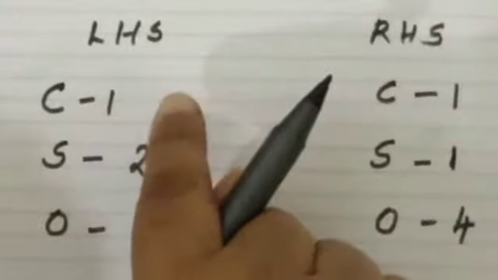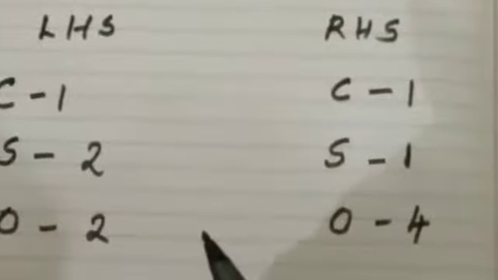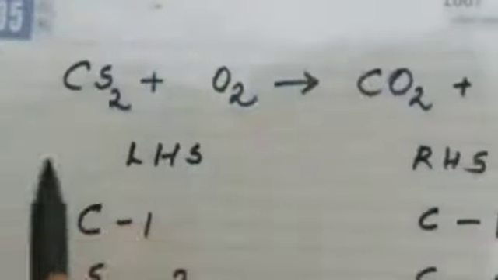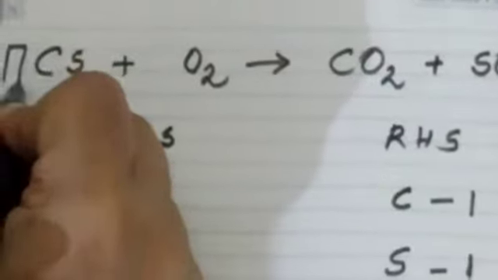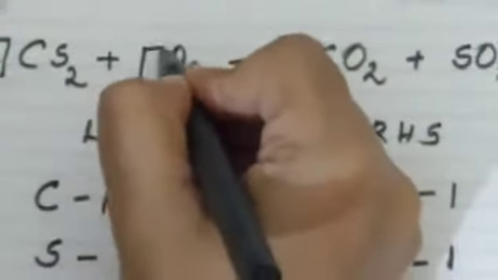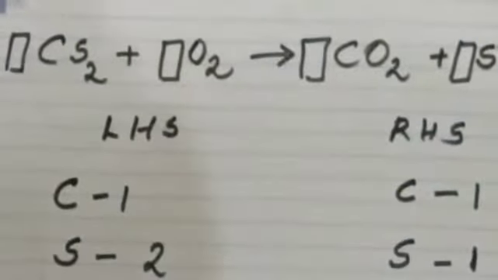Now, on both sides, the number of atoms are different. So, for balancing, the number of atoms on both sides should be equal. To make it equal, you have to change the coefficients. Coefficient means the number on the left side of the atom. Here no number means coefficient is 1 only.